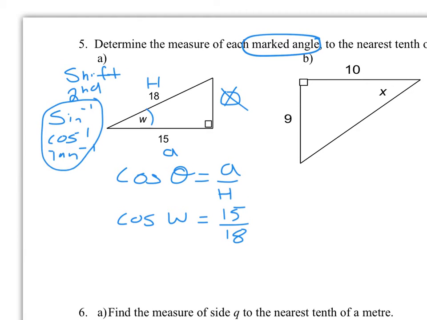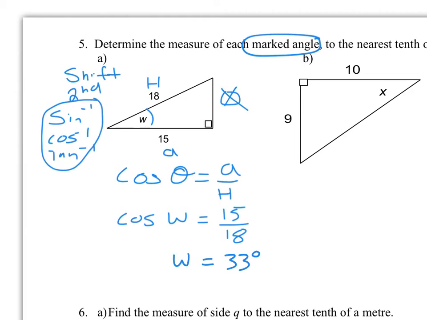So let's press that shift or that second function, then press cos. And then I want you to, in brackets, use brackets, 15 divided by 18, put a bracket, and press equal. And you should get the answer 33 degrees.